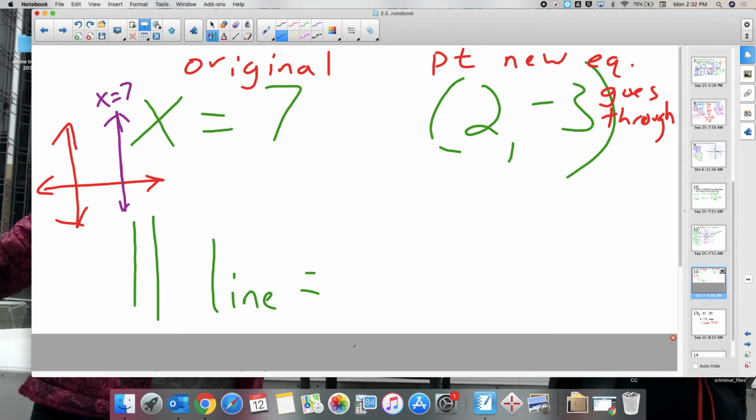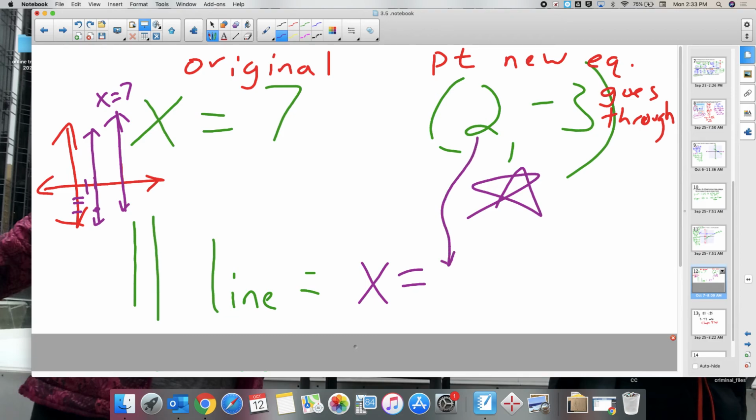To be a parallel line to it then, it is going to have to be another vertical line. The key is it has to go through the point 2 comma negative 3. To go through that point, it is going to have to be x equals some number. Well, what does x have to equal if it goes through this point? X has to equal 2.